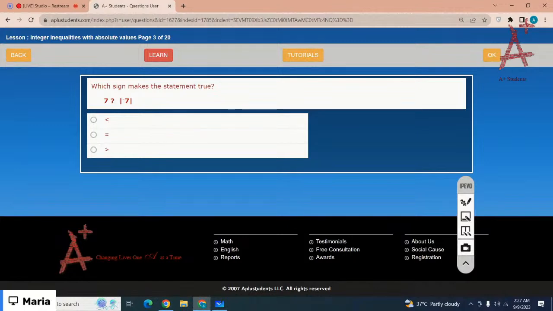7, and you have to compare it to absolute value of negative 7. So, which is the correct option? Yes, it is exactly equal because the absolute value of negative 7 is 7. So, they both are exactly equal, right?